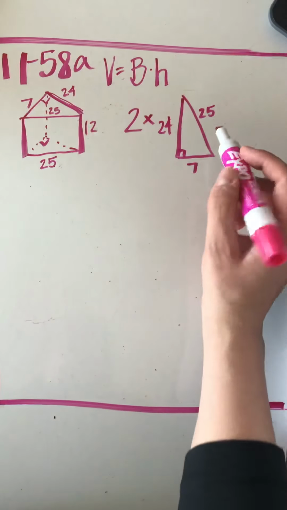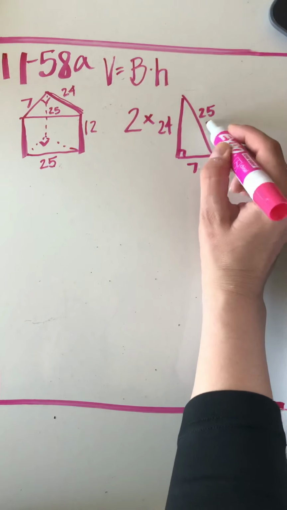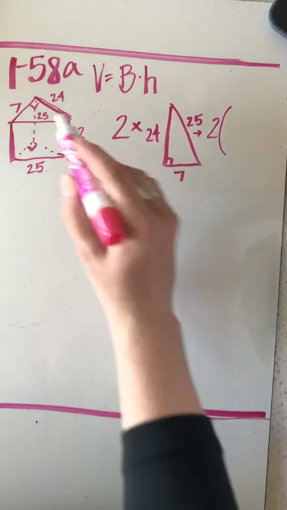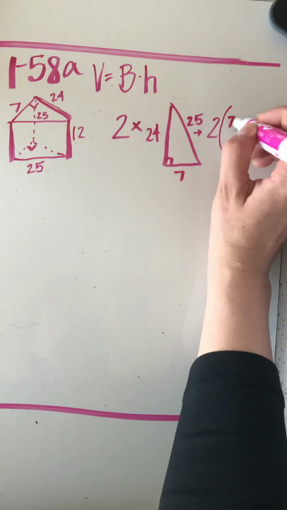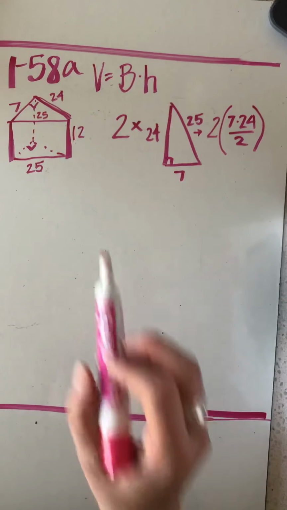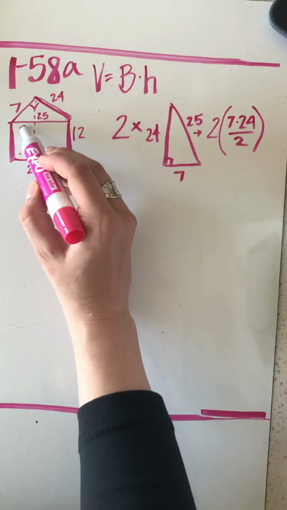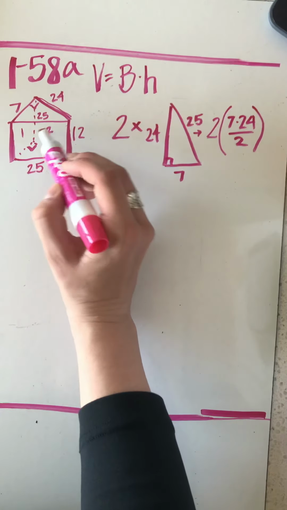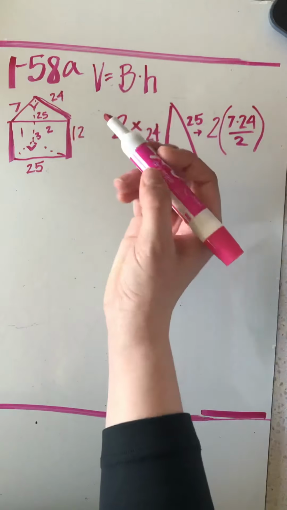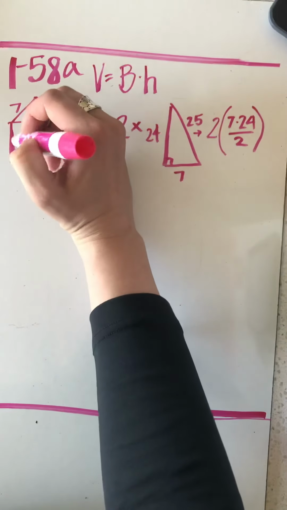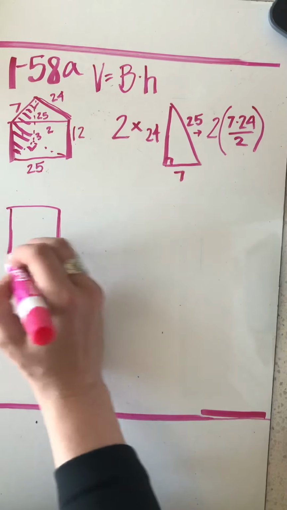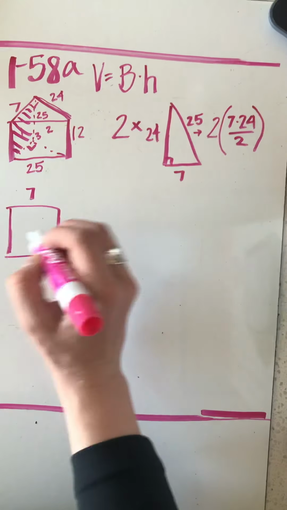So that means the area of this would be 2, because I've got 2 of them, times base times height divided by 2. So we're going to leave that for right now, because that's the area of the base. And then I have 1, 2, 3 faces, right? So one of the faces is right here. And that's a rectangle that has a top of 7 and a height of 12.